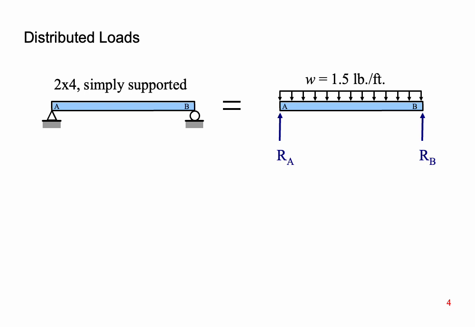Some forces are applied along the length of a beam or over an area of a roof. We call these forces distributed loads. One example of a distributed load is the weight of snow on a roof in the winter. Another example is the weight of a long beam measured in pounds per linear foot or newtons per linear meter. For example, a 2x4 timber made of white pine weighs about 1.5 pounds per linear foot.